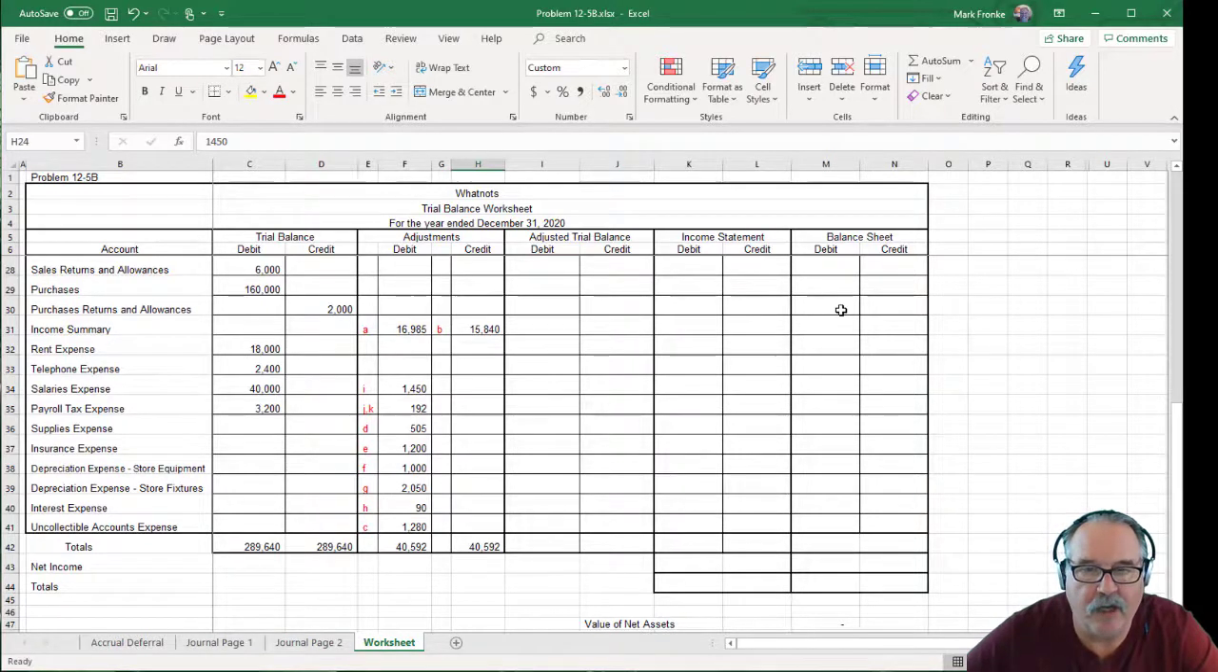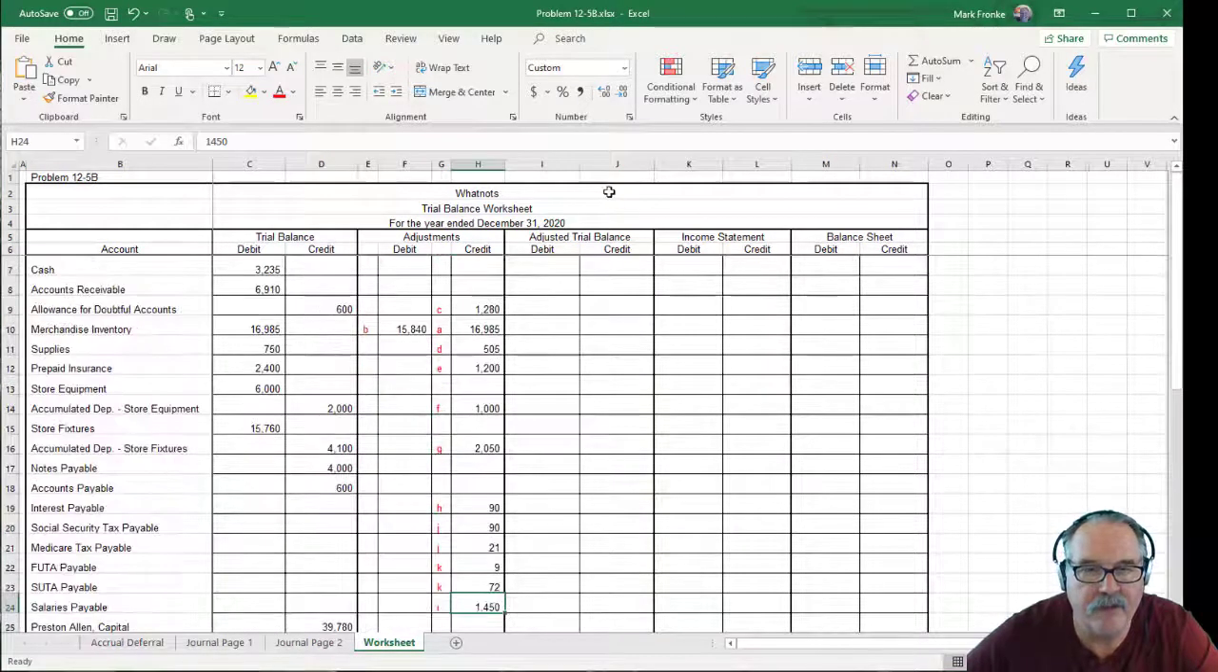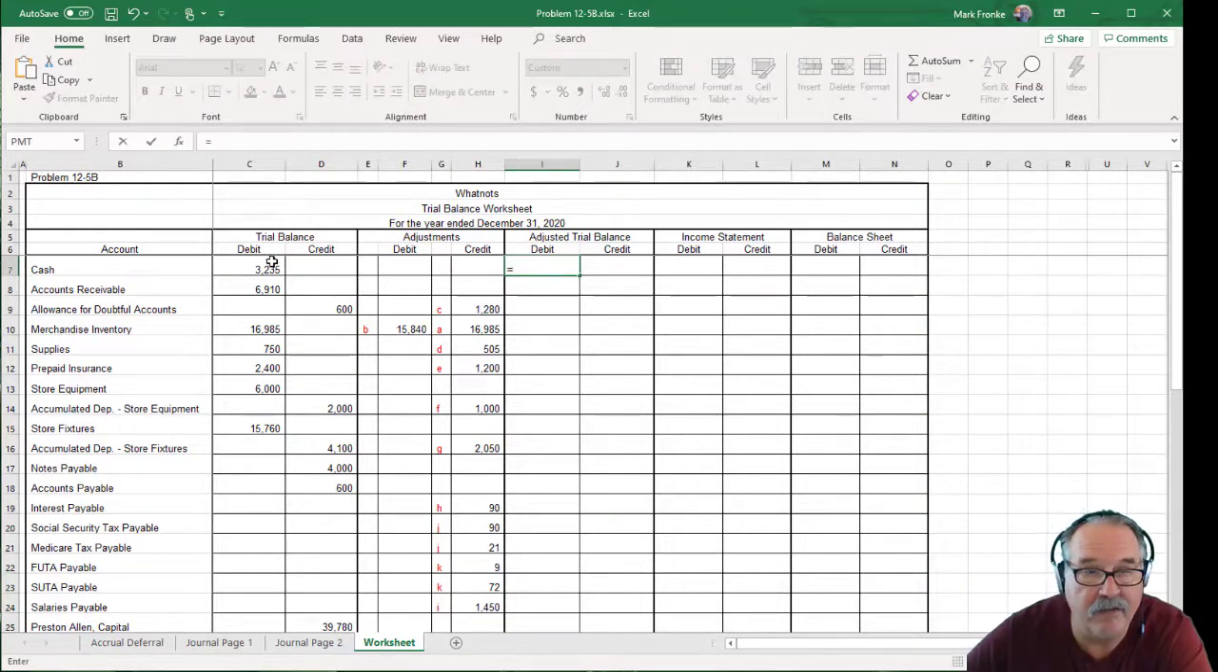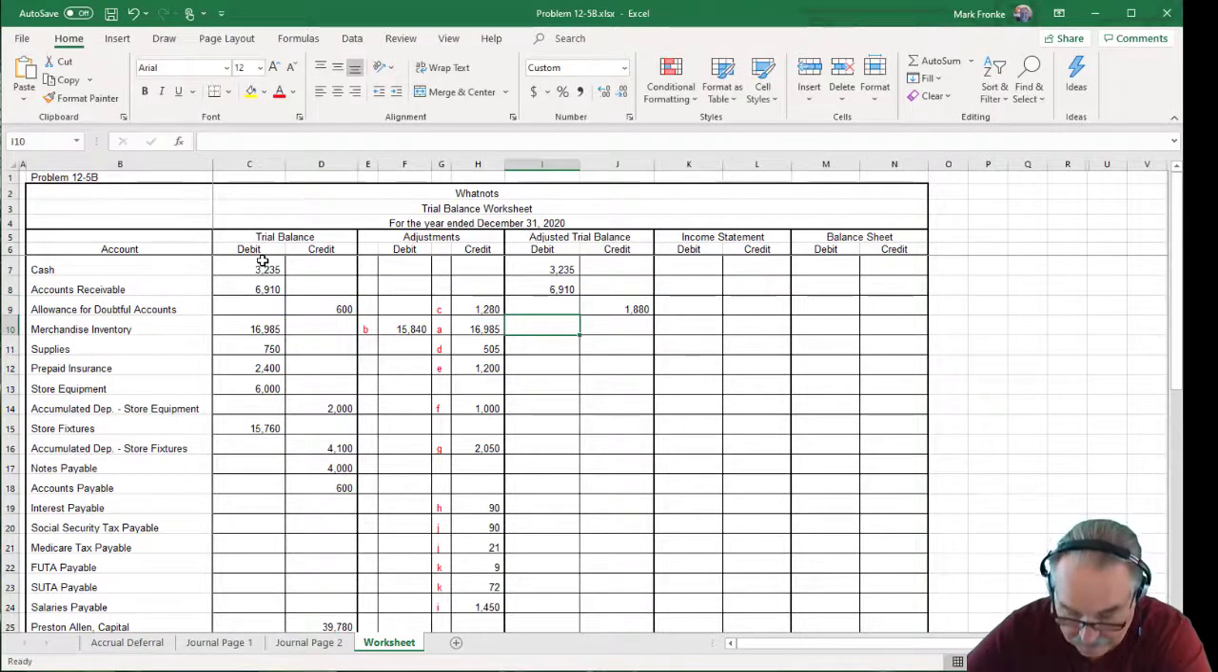Let's do an adjusted trial balance now. For our adjusted trial balance, we're going to bring over the beginning balances from the trial balance. And then for anything that we adjusted, we'll have to adjust it. The allowance for doubtful accounts is going to be the 600 plus the 1,280.